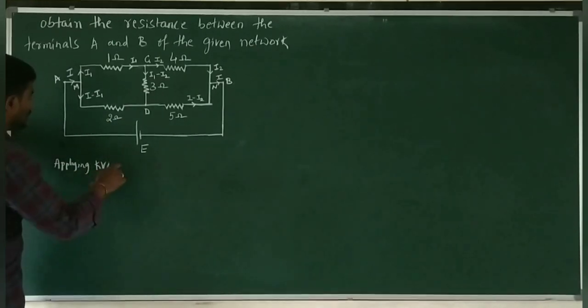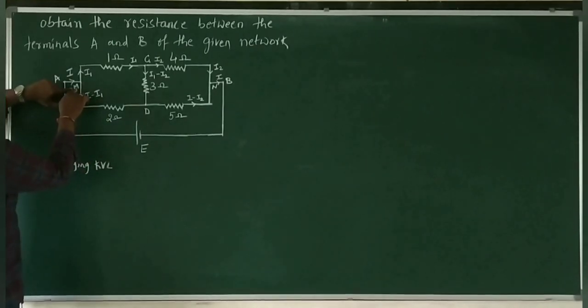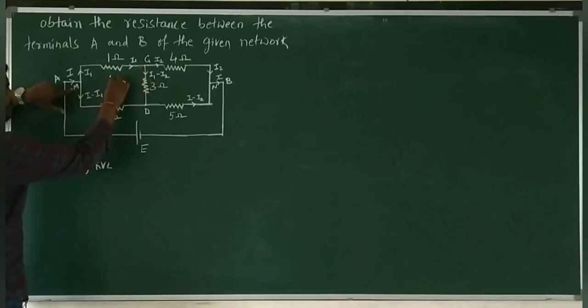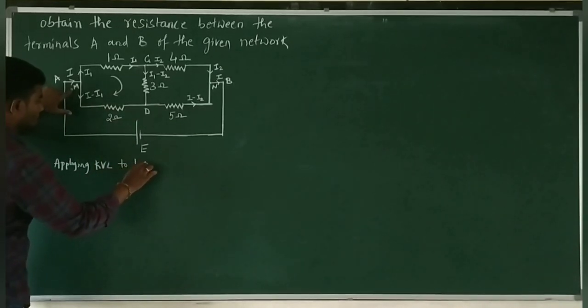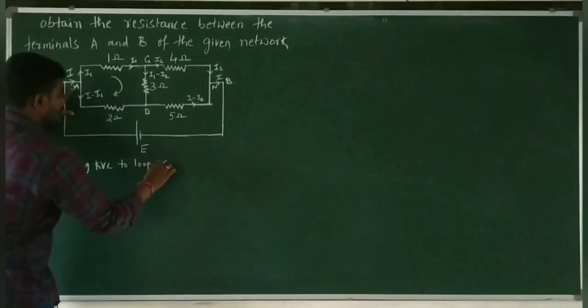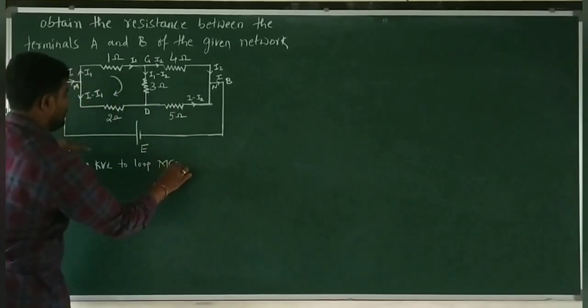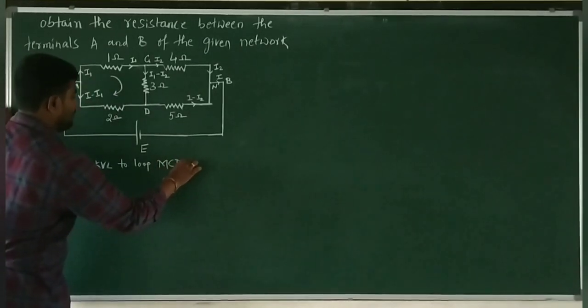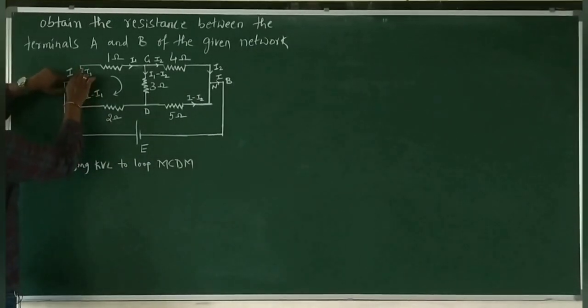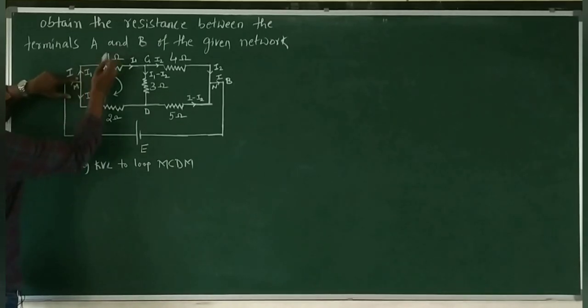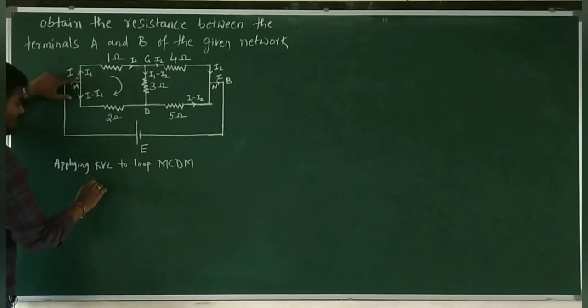So applying KVL to the loop M, C, D, M, we shall begin from this point. I1 current is flowing through the 1 ohm resistor and our direction is the same as the current direction. Let us take it as 1 times I1, or simply I1.